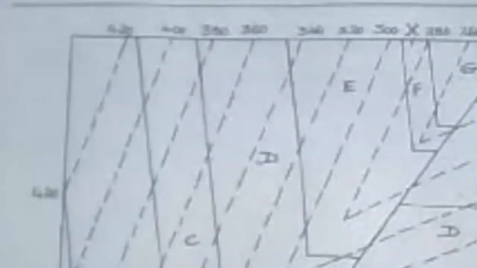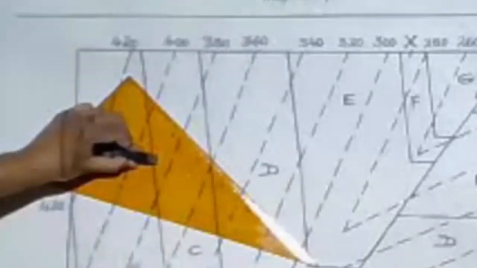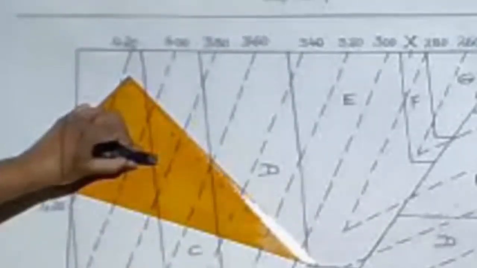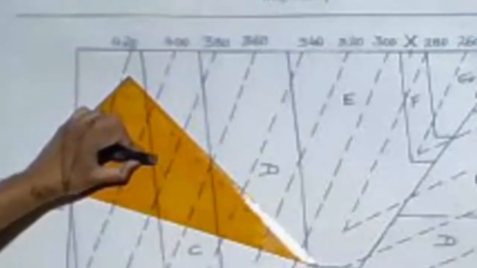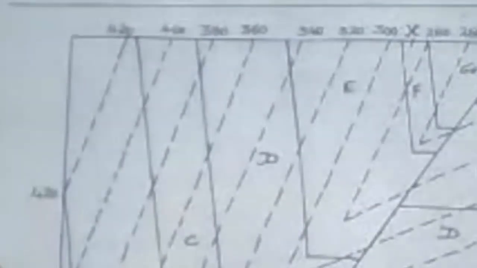So perpendicular to your strike. This is your strike line, so perpendicular to the strike line, this side. So this side is what? Southwest. So towards this southwest, you have your dip direction. Yes. The next one, you have to take the perpendicular distance.